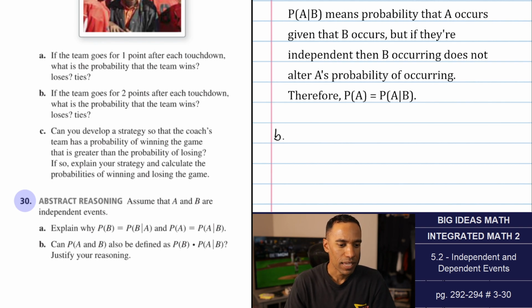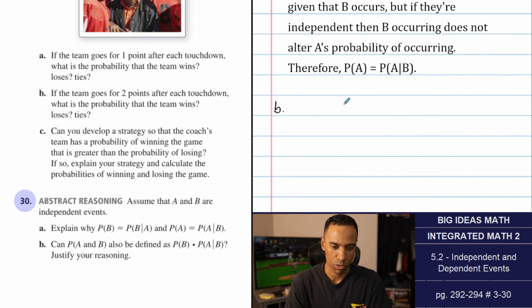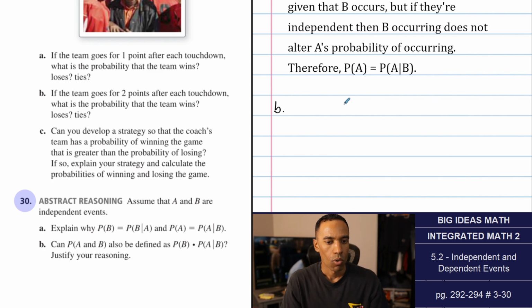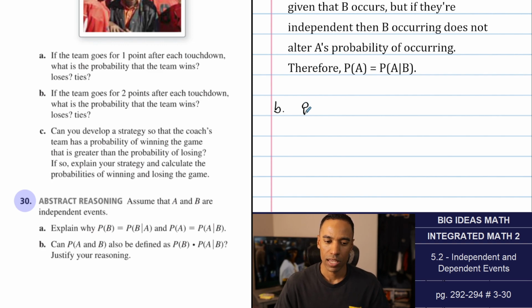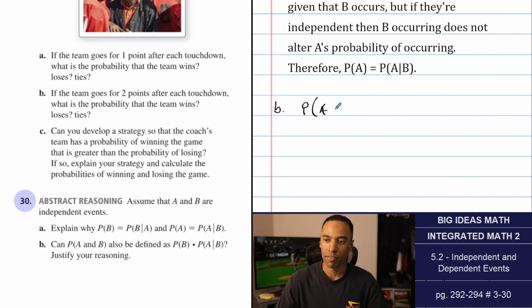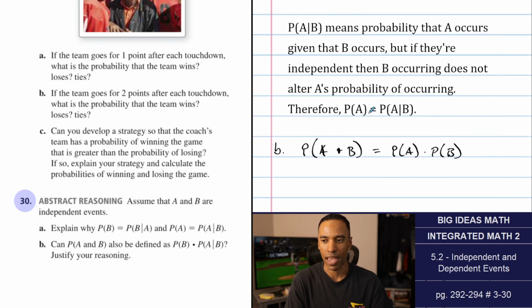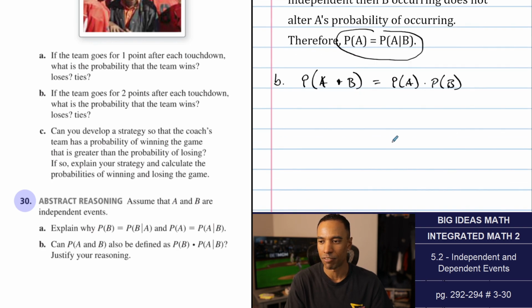Part B, can probability of A and B also be defined as probability of B times probability of A given B? Justify your reasoning. Well, what we do know is that, oh, this is assuming they're independent. I see what they're saying. Probability of A and B, in an independent case, means probability of A times probability of B. Now that we know probability of A can be written as probability of A given B, let's substitute it in for probability of A.